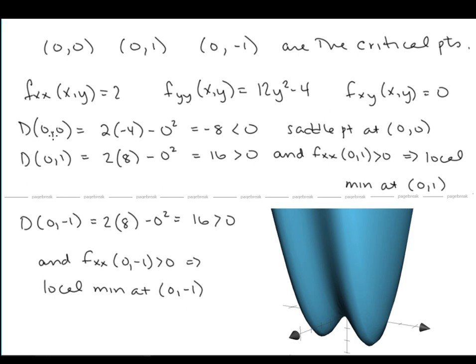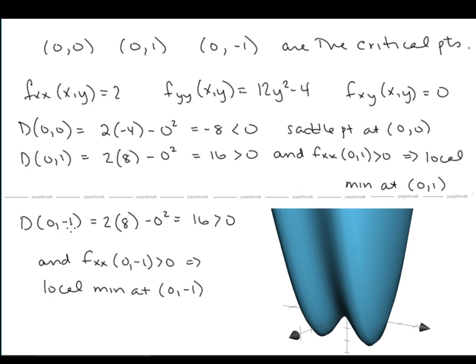So at 0, 0, d looks like 2 times negative 4 minus 0 squared. That's negative 8, and that's going to be a saddle point at 0, 0. At 0, 1, we get 2 times 8 minus 0 squared. So we've got 16, which is positive. We recognize that our second x partial is positive here, so we have a local minimum at 0, 1.